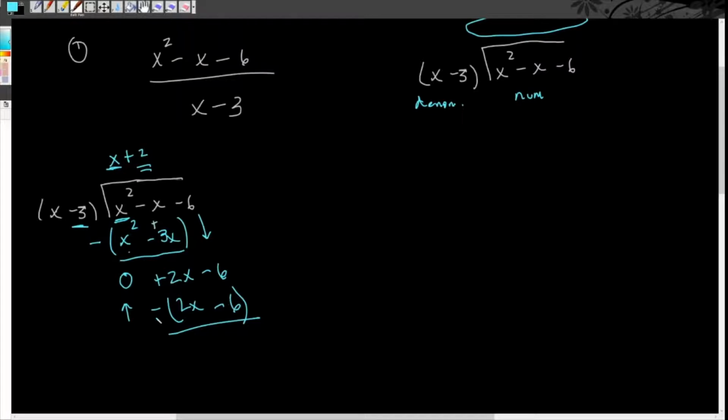So that would be plus 6, wouldn't it? Negative, negative 6. So those cancel out and those cancel out. So this becomes 0, just like it needs to, plus 0. So since this is 0, I'm done. So the answer here is x plus 2.